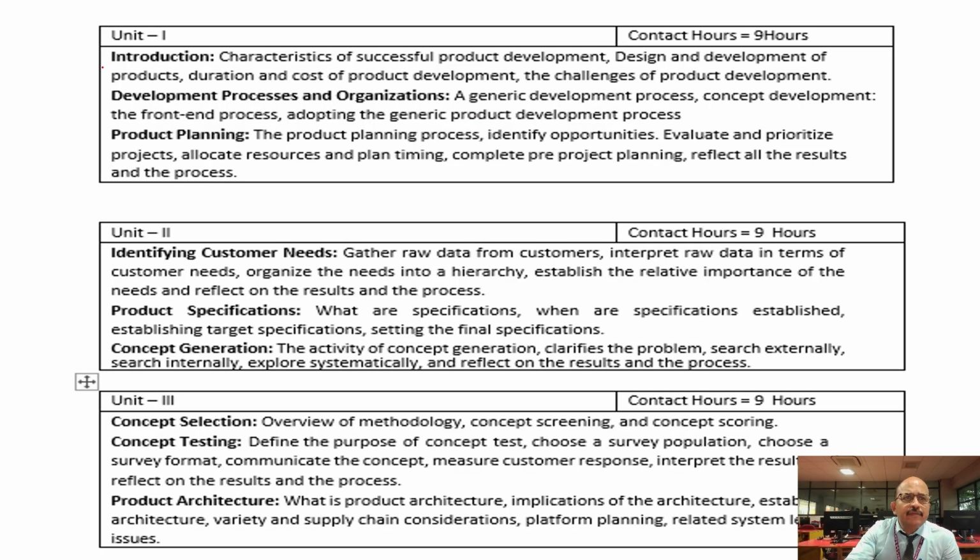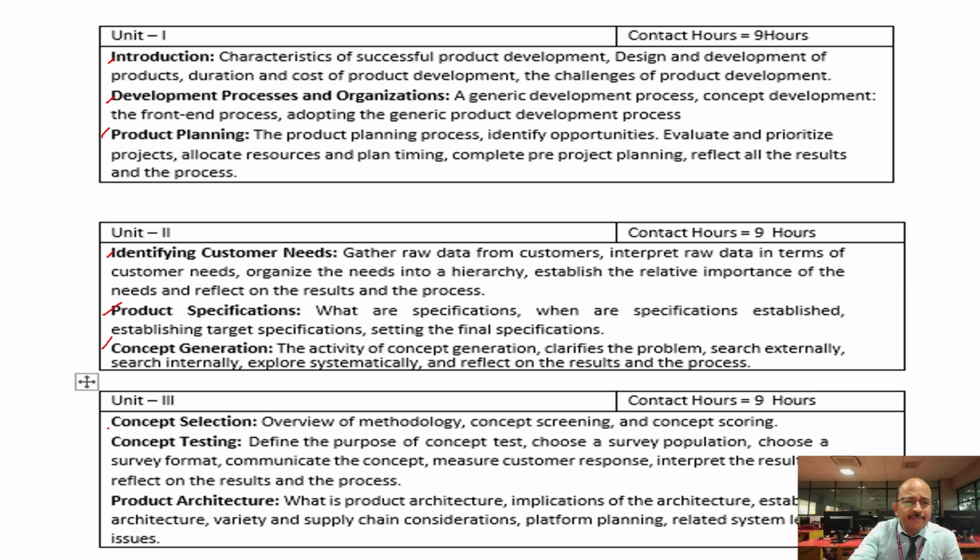Then if you look at the syllabus, in unit 1 you have introduction, with the subtopics development process and organization, and product planning. To start a product, you need planning for the product. Then in unit 2, you have the subtopics identifying the customer needs, product specification, and concept generation. To develop a new product, you need a specification for that product, and you have to generate a number of concepts for a product. And finally, you are supposed to finalize one concept out of these generated concepts.